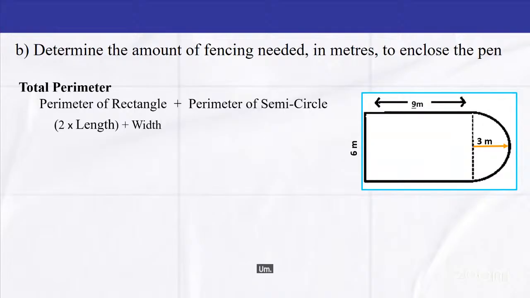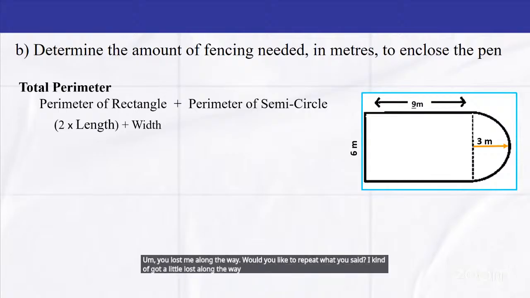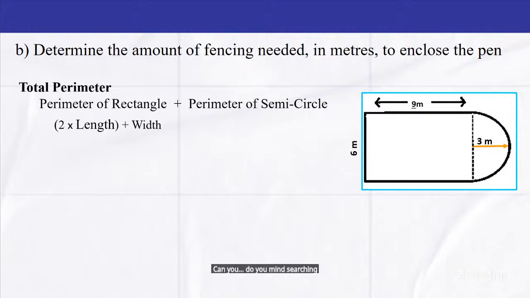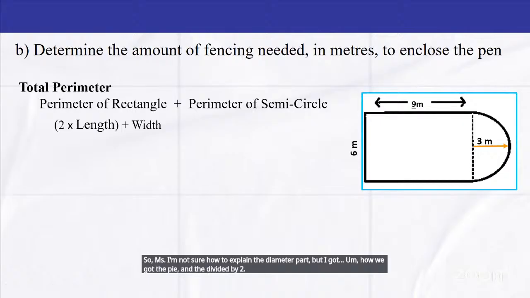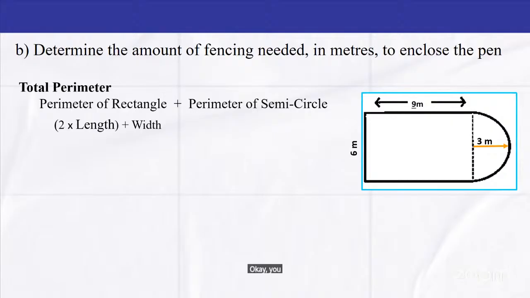You lost me along the way. Would you like to repeat what you said? Do you mind starting again? So, Miss, I'm not sure how to explain the diameter part, but I got how we got the pi and the divided by 2. Okay, you understand the pi and the divide by 2, but not the diameter. Yes, miss. What's the diameter of the circle? As in the entire circle or the half of the circle? Entire circle, 6.